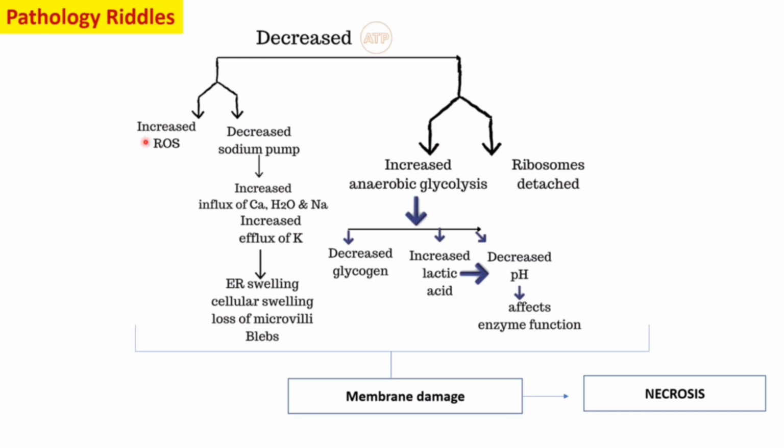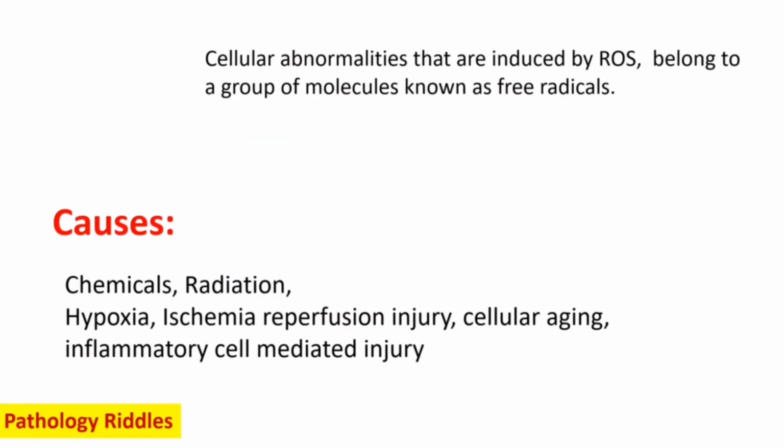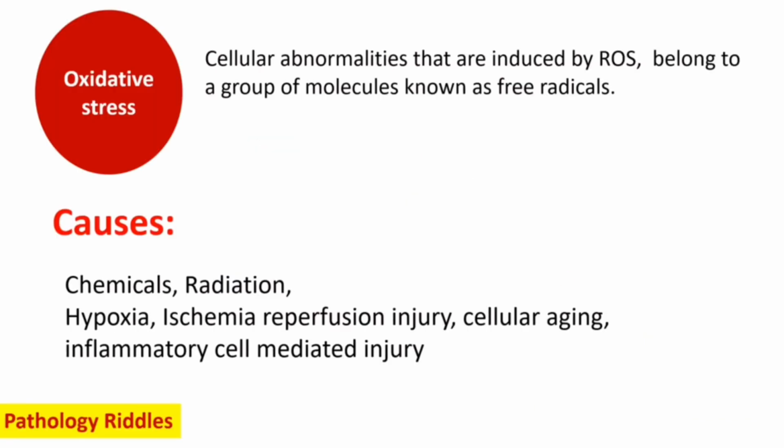So because of these four main mechanisms, that is increased reactive oxygen species, cellular swelling, decreased pH affecting enzyme function, and ribosome detachment, all these are going to finally result in membrane damage, and finally the cell will undergo cell death by necrosis. So that is about the first mechanism of cell injury, that is hypoxia and ischemia.